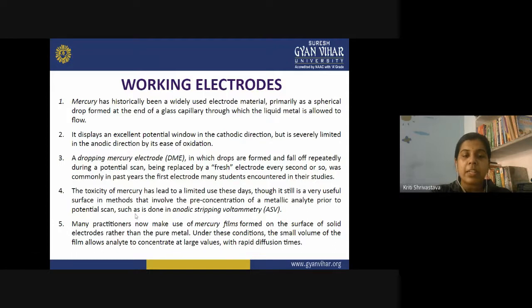Then many practitioners now make use of mercury films. They are formed on the surface of a solid electrode rather than the pure metal. Under these conditions, the small volume of the film allows the analyte to concentrate at large values with rapid diffusion times.